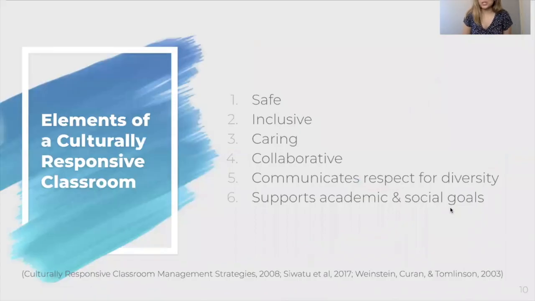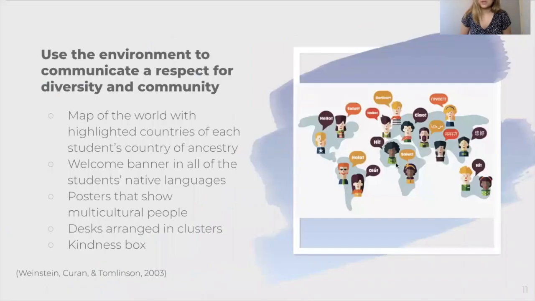So the elements of a culturally responsive classroom are that it should be safe, inclusive, caring, collaborative. It should communicate respect for diversity and support students' academic and social goals. You should be able to use the environment to communicate a respect for diversity and the community.